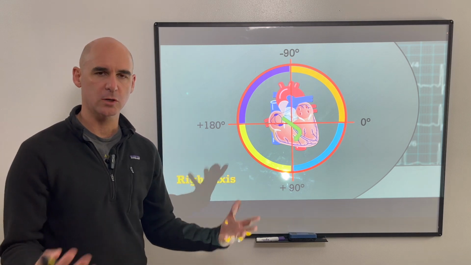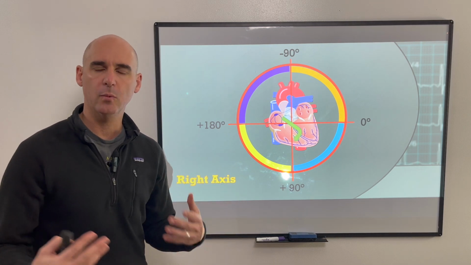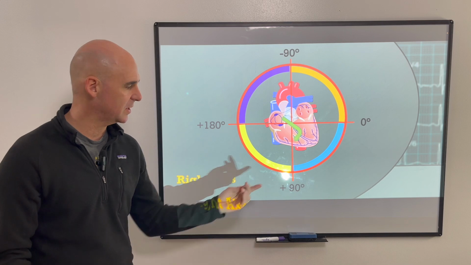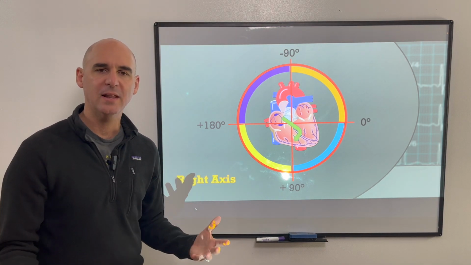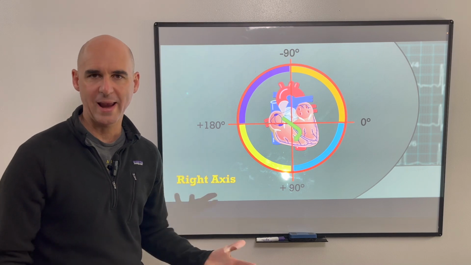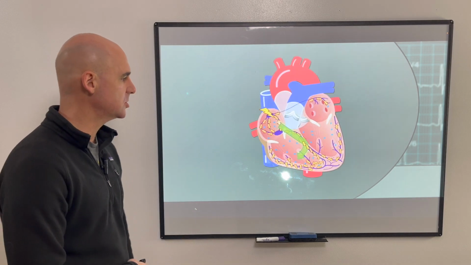So anytime we get our 12 lead back and we're looking specifically at our axis and we see that our axis is in between that 90 and 180, that in itself is going to tell us that we're dealing with right axis deviation for our patient.